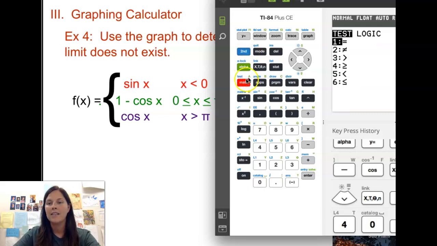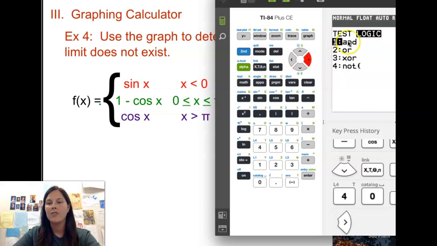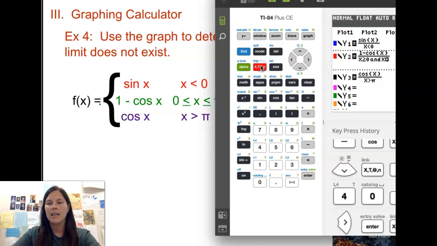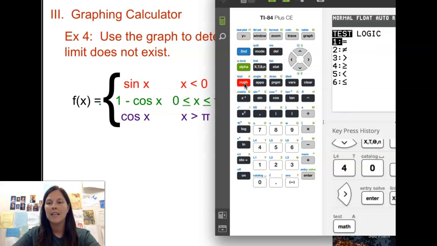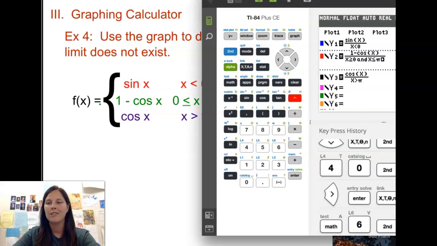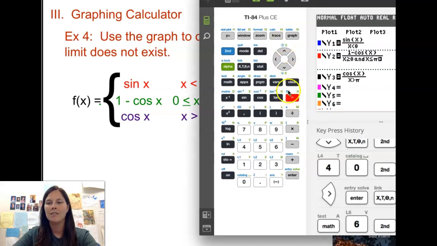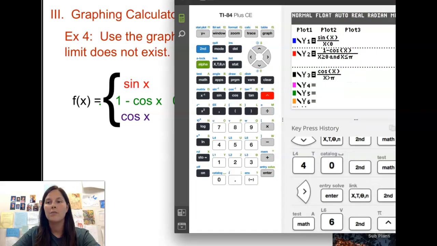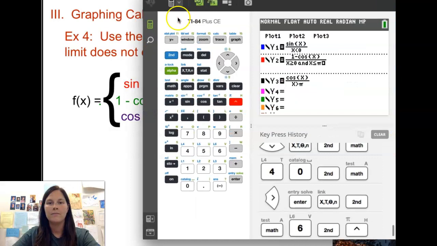Go back into test, and this time when we go over to logic, here's where we have our connectors. So we want and, then we type in that x, back to test. This time we want the less than or equal to, so I'm going to hit 6, and pi. Go ahead and type that second pi, and that'll pop up as an exact value. Do not use 3.14, use the pi button. So that's also how I got my first and third equations in there. So if you want to pause the video to get caught up to me, and then we're going to take a look at the graph.